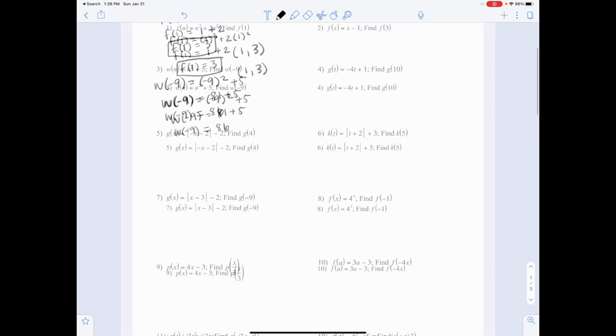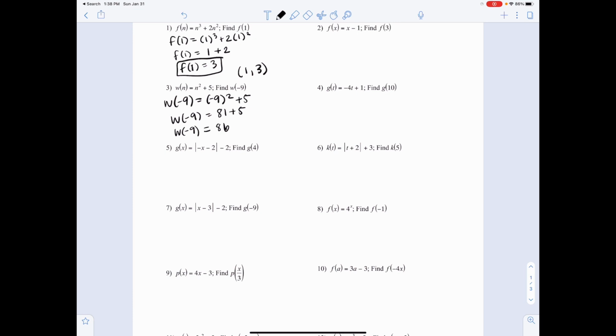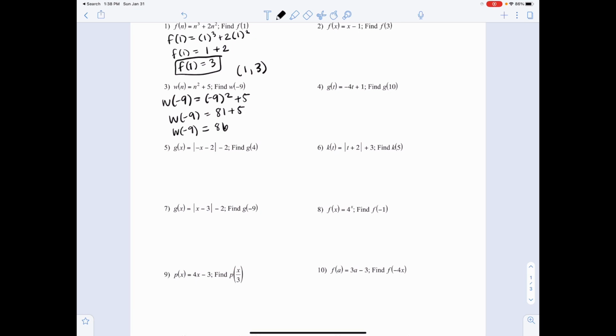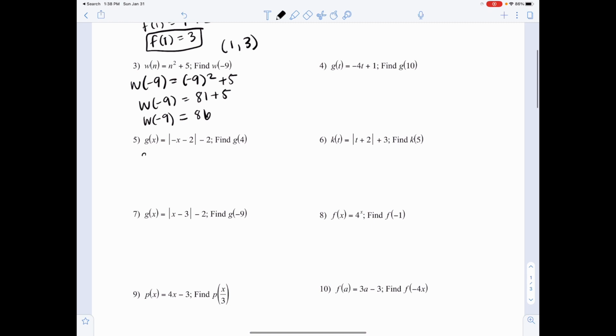Let's keep going. All right, number 5, we're gonna go ahead and do an absolute value. Make sure to watch out for those negatives. So it's a negative x, which makes it -4 minus 2. So -4 minus 2 becomes -6. And the absolute value of -6 is positive 6. So g at 4 equals 6. So that point would be (4, 6).